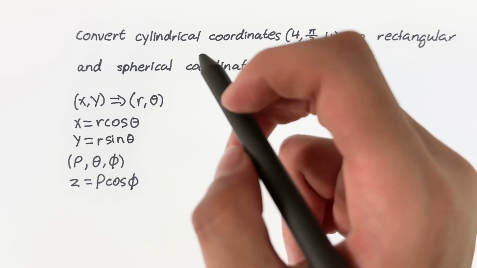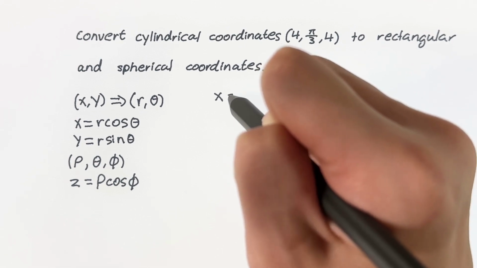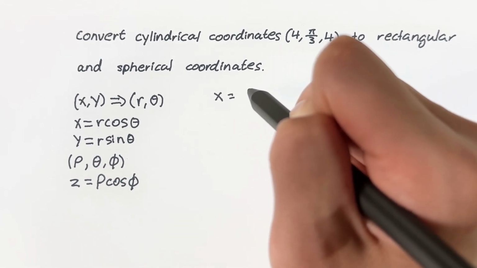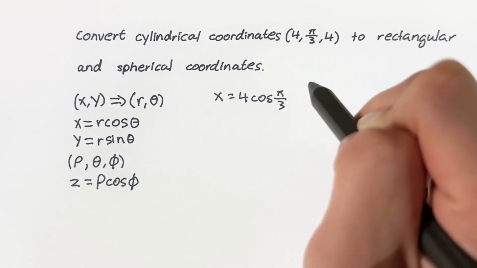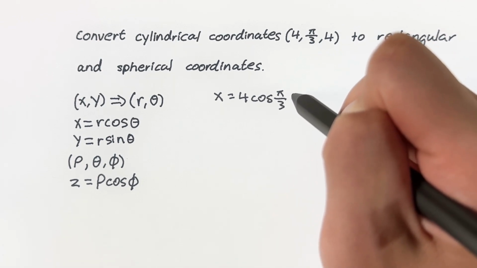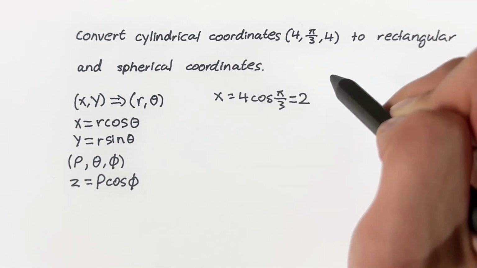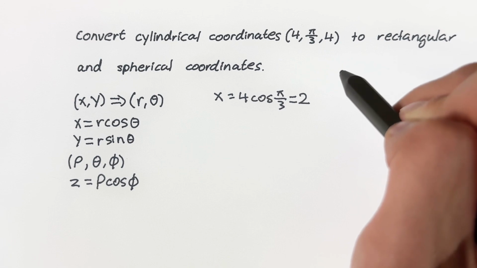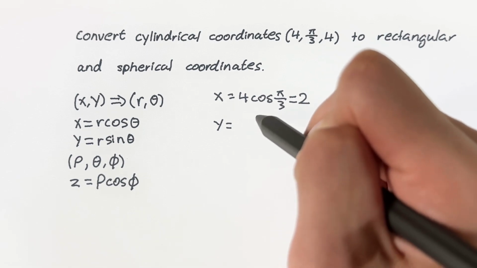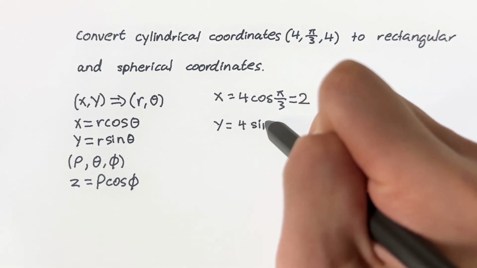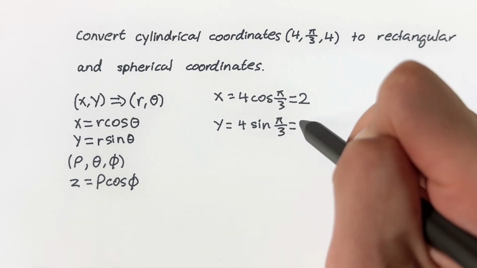First, we convert to rectangular coordinates. So x equals r cosine theta, which equals 4 times cosine of pi over 3. Pi over 3 radians equals 60 degrees. So this will equal 2 after simplification, because cosine of 60 degrees is 1/2. Then y equals r times sine of theta, so equal to 4 times sine of pi over 3. So then it will equal 2 square root 3.